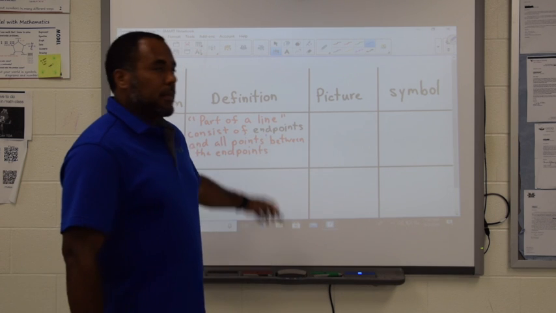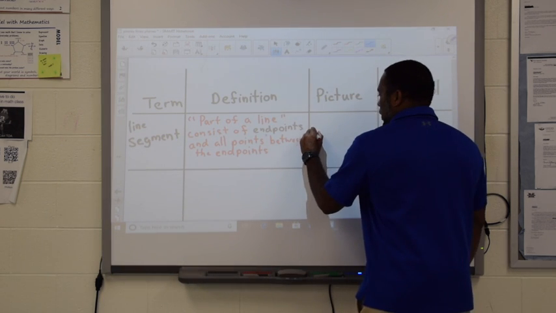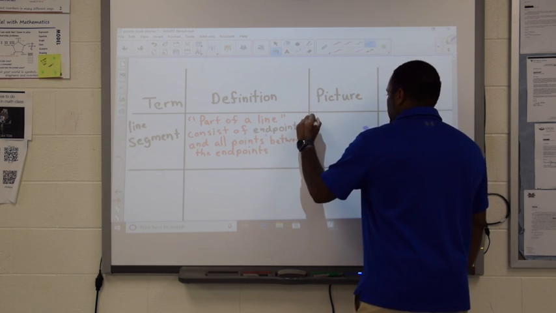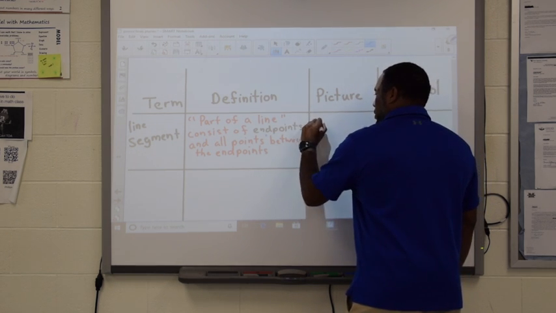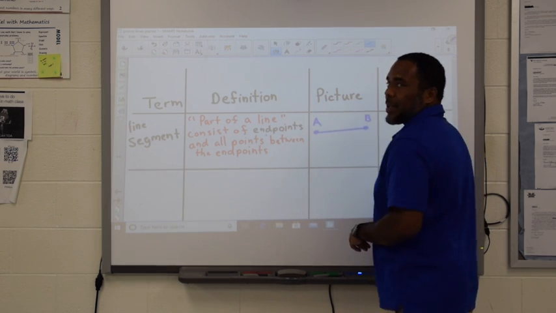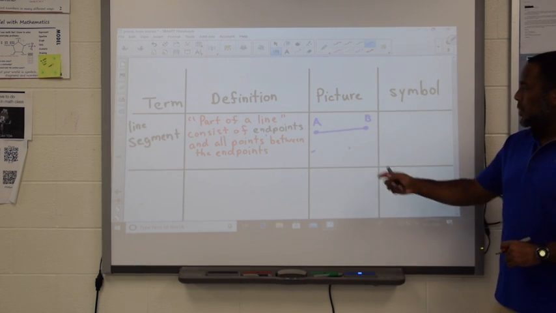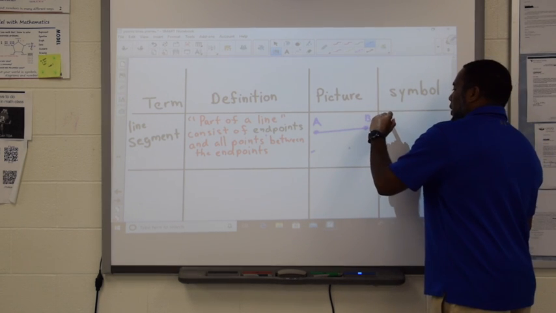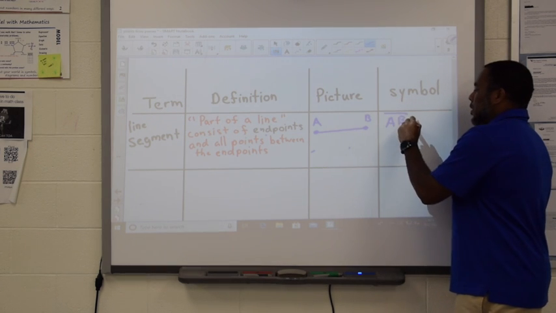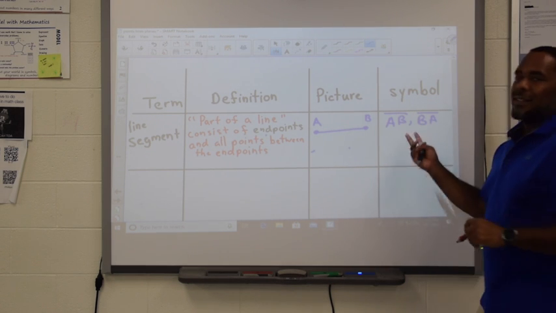The endpoints here are in black. It's important. Here you would have a nice little picture of it. It looks like this. We'll call them A and B. And here would be my line segment. So now I have a line segment AB. In symbols, you could call it AB, line segment AB. You could call it line segment BA. And here, order does not matter.